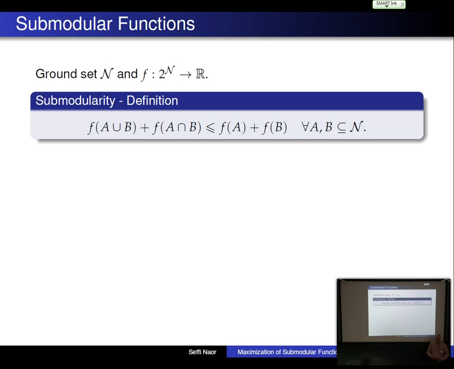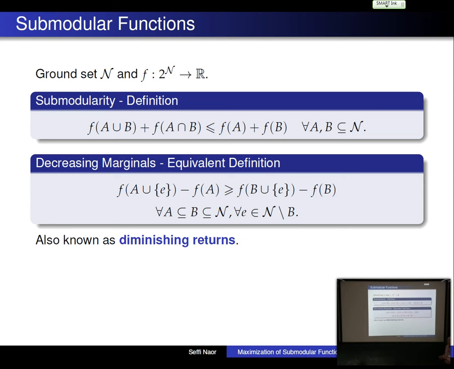A submodular function is defined over a ground set. It's a set function defined over subsets of the ground set. If we have two sets A and B, then if F is submodular, for any A and B, it satisfies that F of the union plus F of the intersection of the two sets is less than or equal to F of A plus F of B. So you can see that it's a stronger property than subadditivity.